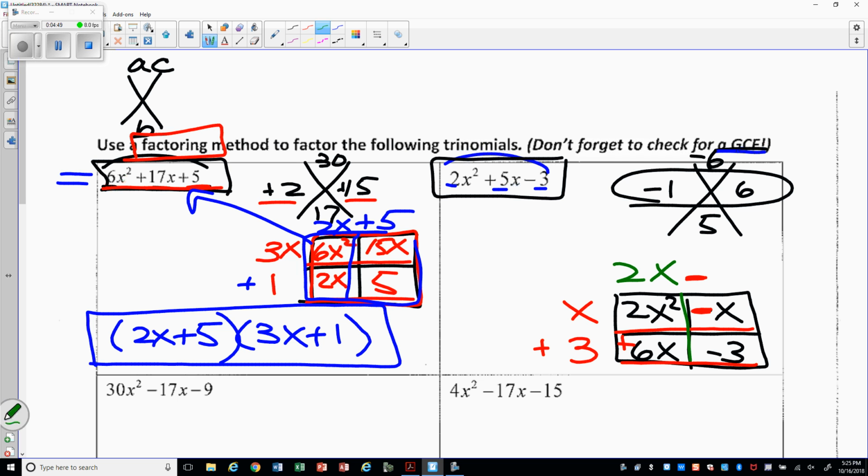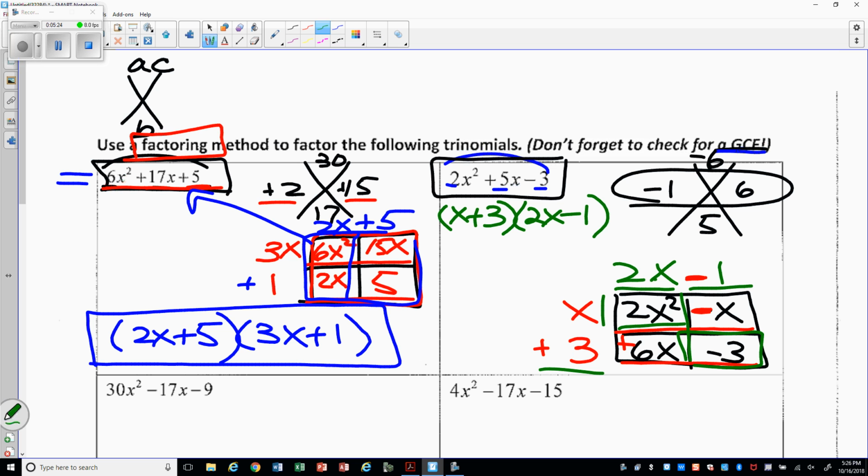And then a quick check: this 2x times x is 2x squared. And now here, what they both have is a negative 1. The only common factor here is a negative 1. So my two factors would be x plus 3 and 2x minus 1. And another quick check is I've got negative 1 times positive 3 is negative 3.